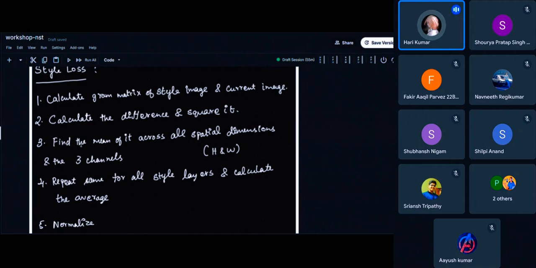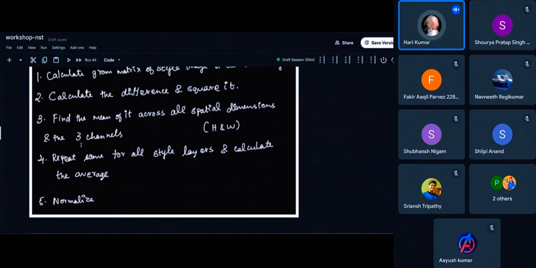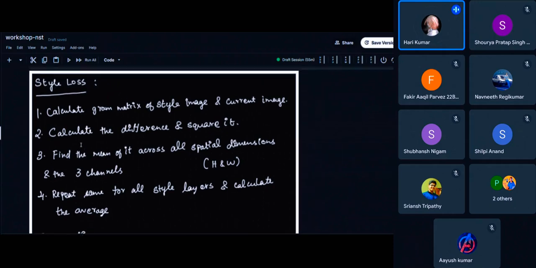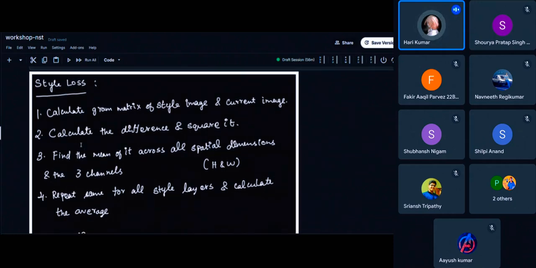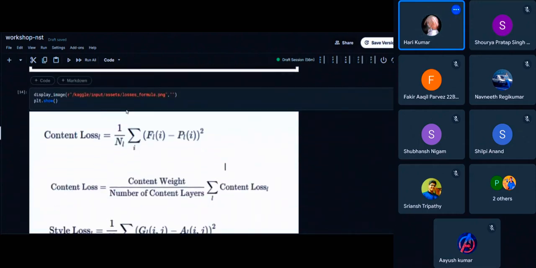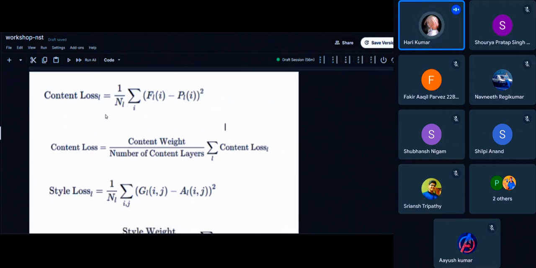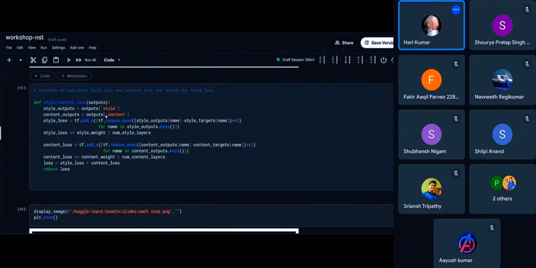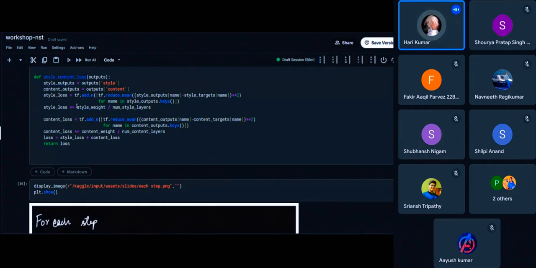To calculate the style loss, we calculate the difference between the gram matrix of the style image and the current image, and then we square it. And then across all the spatial dimensions, that is height and width, and all the three different channels, we find its mean. And then we perform it for all the different style layers. To calculate the content loss, it is exactly the same process as above, but instead of the gram matrix, we use the feature maps there. So here is the formula that is being shown. And the function to get the style loss and content loss, and we get the total loss from this.